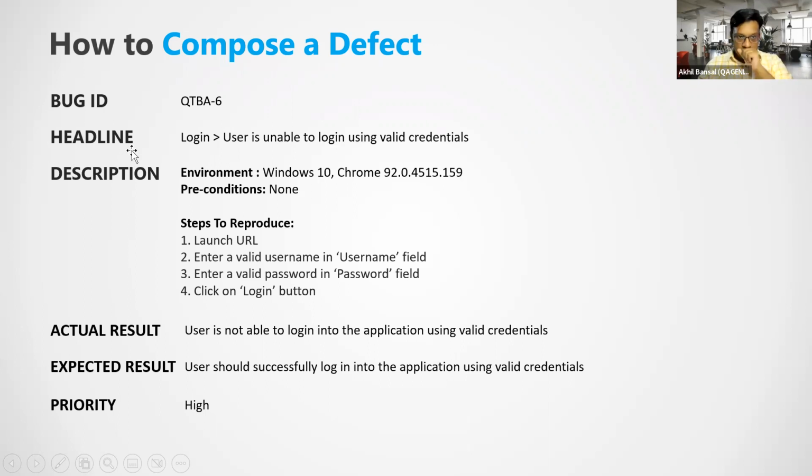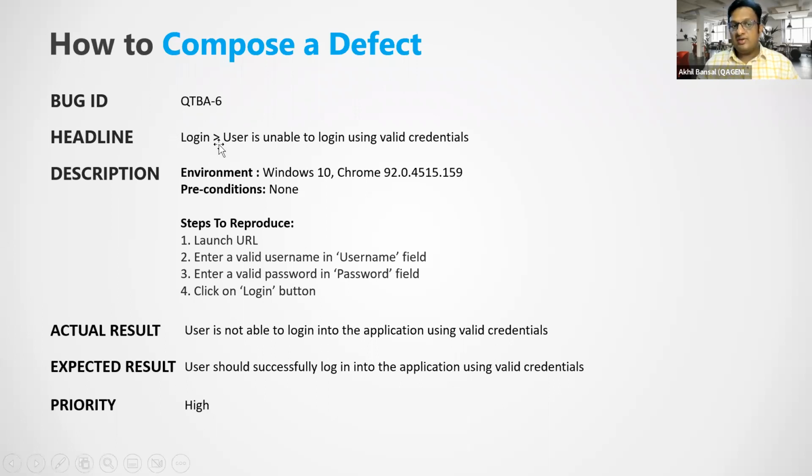Then you give a headline, a very short, crisp, one sentence headline to the defect that you are going to report. For example, here, what we are saying, login. So that is the feature where we are finding the defect. On the login, user is unable to log in using valid credentials. This is the same test case example that we were talking about in the test cases session. Look, there are many different ways of writing a headline. You could have directly written, user is unable to log in using valid credentials.